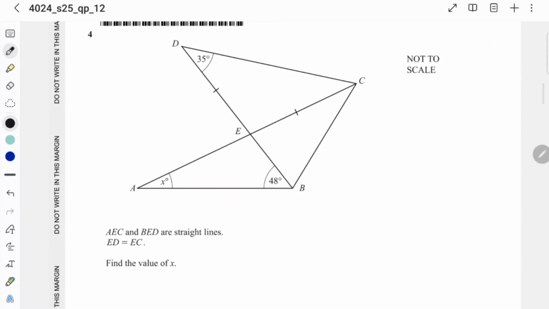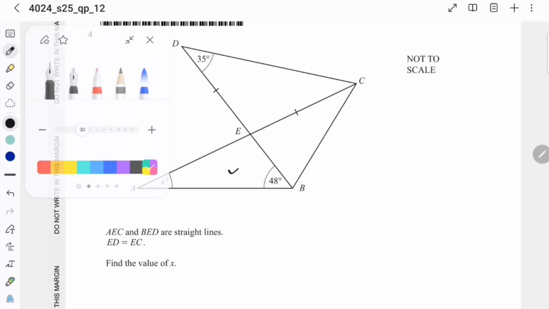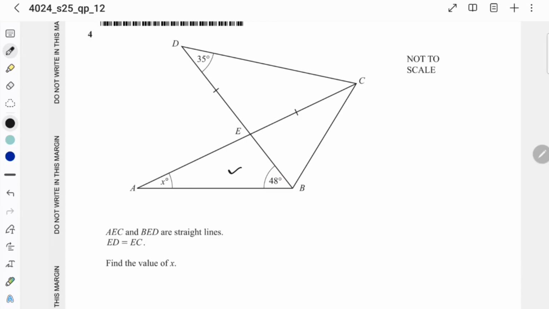You can see the triangles are over there, and in the triangle DEC, it's an isosceles triangle. AEC and BAD are straight lines. Find the value of x. So x is a part of a triangle, which is this one. But we have just one angle. If we know this one, we can easily find out the answer. So why don't we find out this angle?